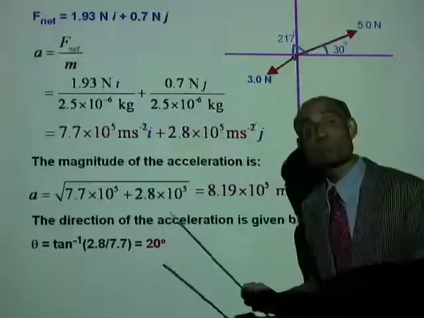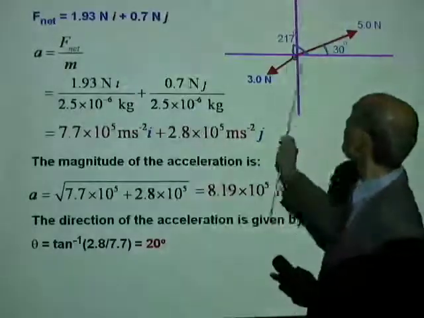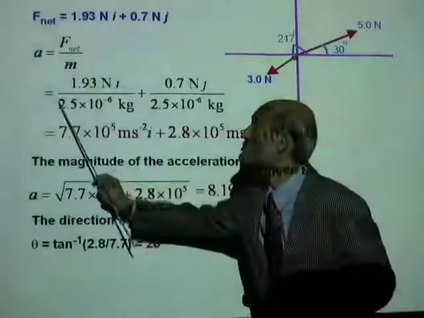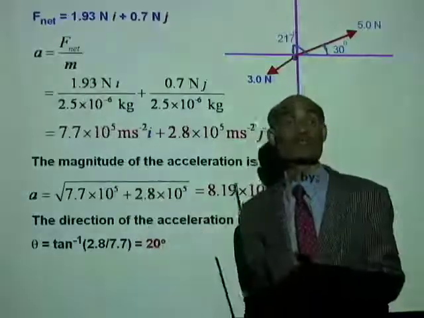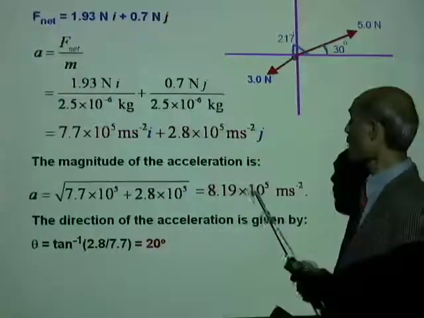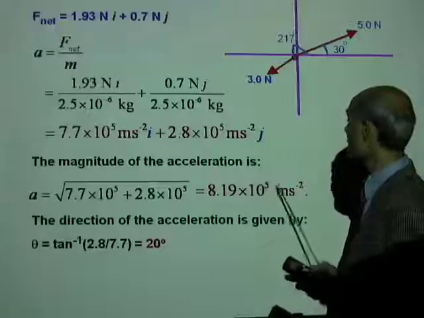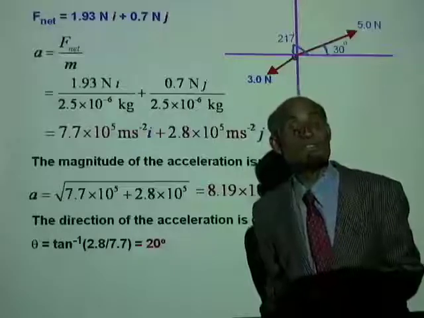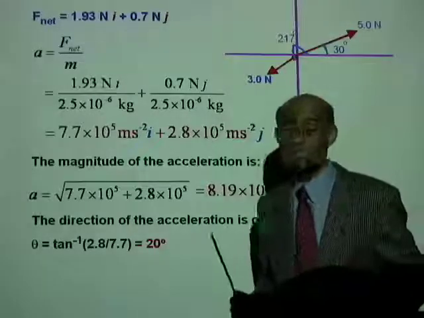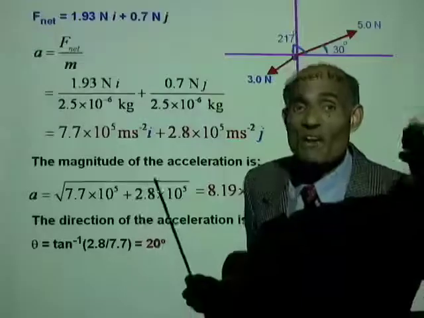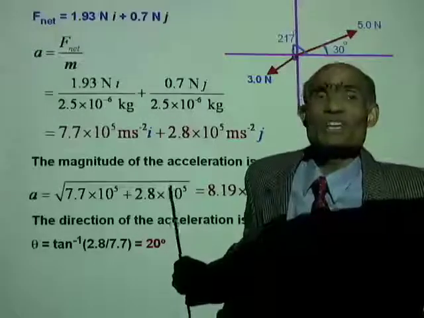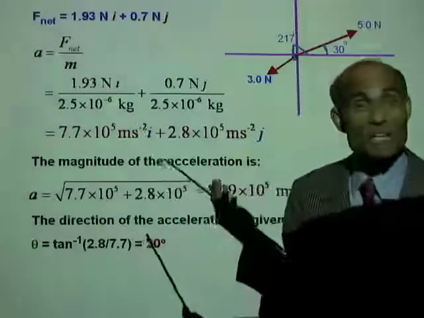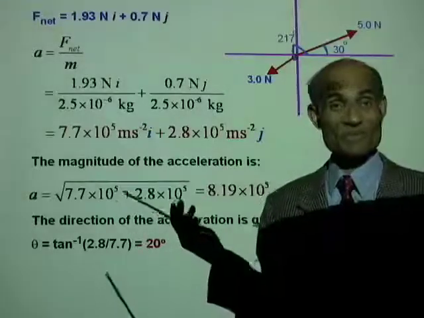The acceleration produced by those two forces on a particle of mass 2.5 times 10 to the negative 6 kilogram is 8.19 times 10 to the 5 meter per second squared at an angle 20 degrees with the x-axis. You notice here that we are using everything that we did in Unit 1 for adding vectors. Now here we are dealing with force vectors.